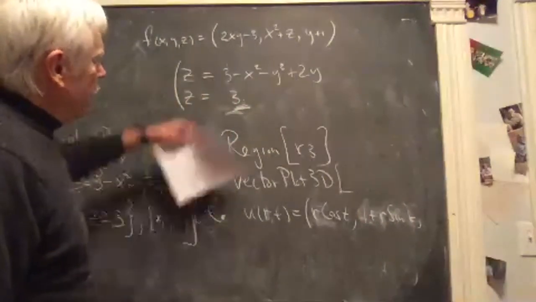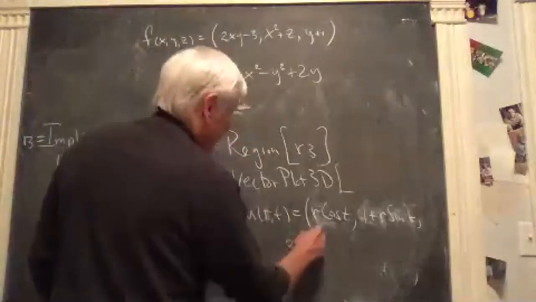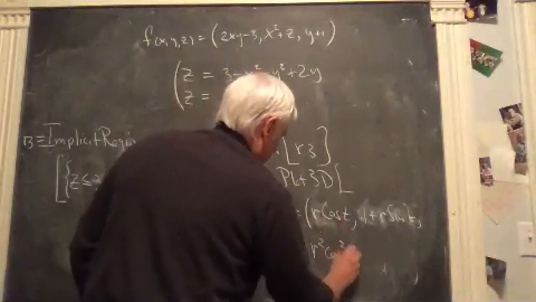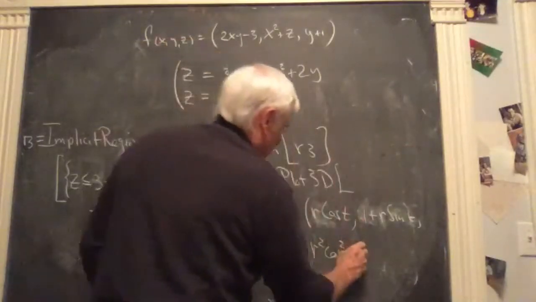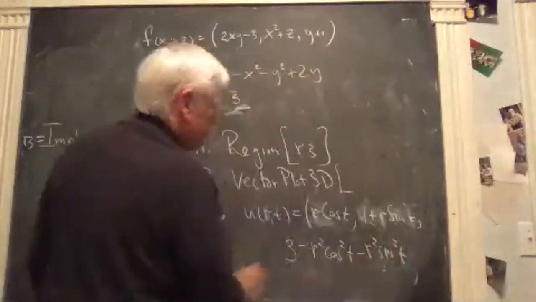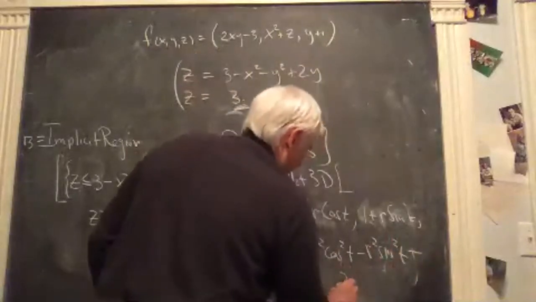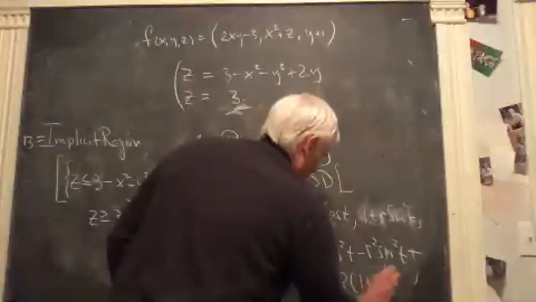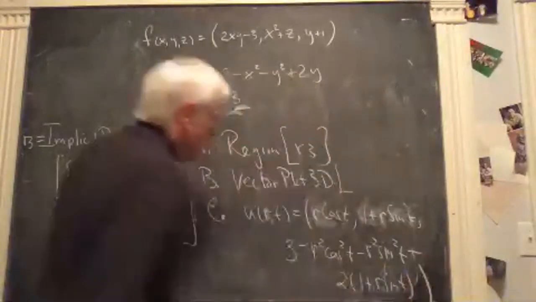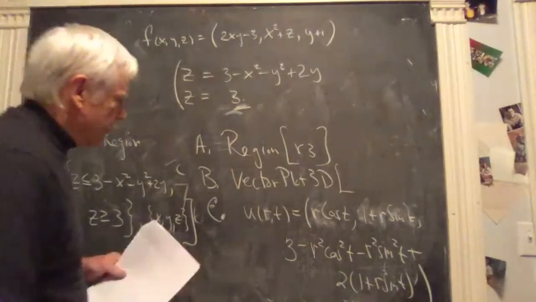And the Z value is this, 3 minus X squared, R squared cosine squared T, minus Y squared, R squared sine squared T. These add up to minus R squared, plus 2Y. So that's plus 2 times 1 plus R sine T. So there is a parameterization for the top surface.